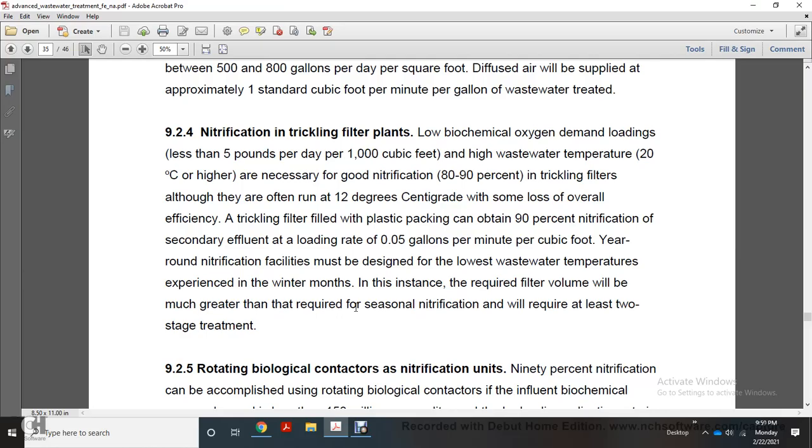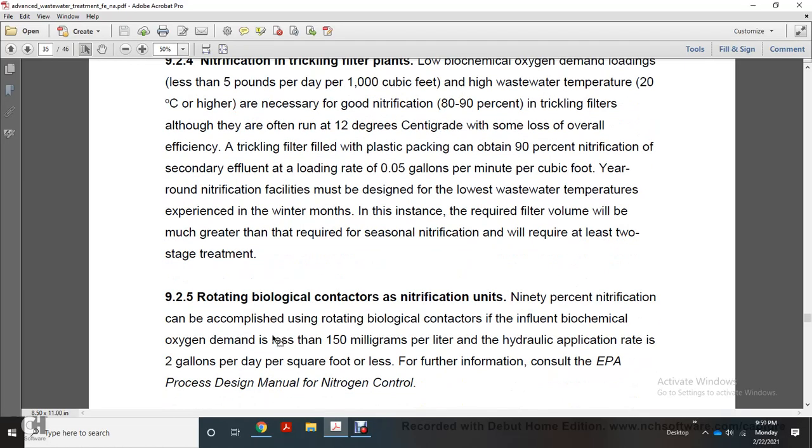Secondary effluent loading rate is 0.05 gallons per minute per cubic foot. Year-round nitrification facilities must be designed for the lowest wastewater temperature of the winter months. For instance, the required filter volume will be much greater than that required for seasonal nitrification, which will require at least two stage treatment.